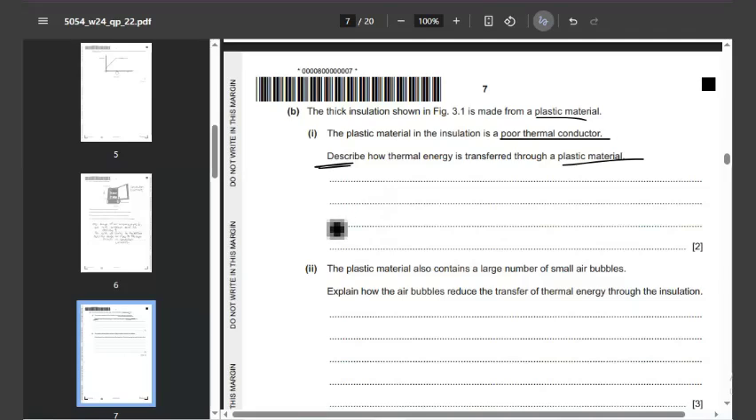So we will have to describe how heat travels through a non-metal. The particles will first vibrate and collide with each other, and this collision will result in energy transfer.